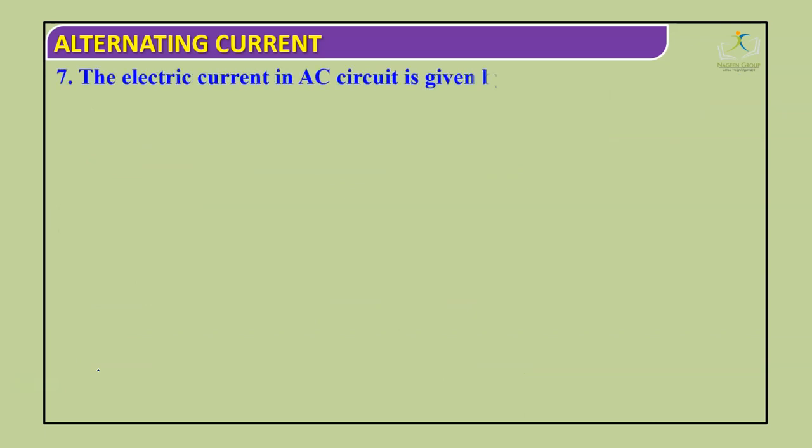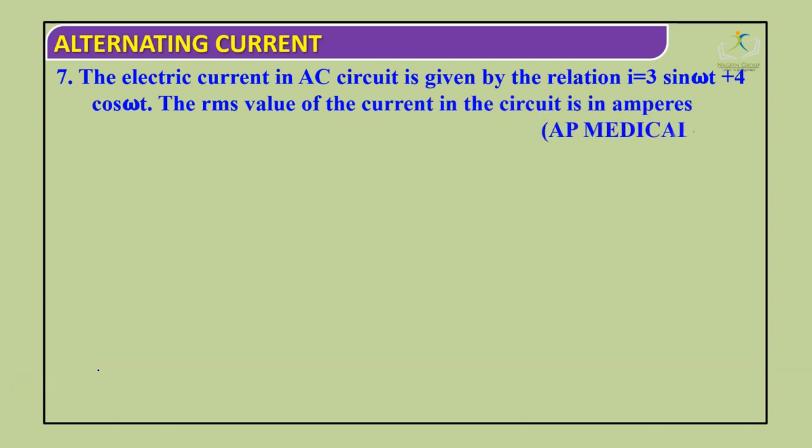Next question we have, the electric current in an AC circuit is given by the relation I is equal to 3 sin omega t plus 4 cos omega t. The RMS value of the current in the circuit is, in ampere, we have the options 5 by root 2, 5 root 2, 3 root 2 and 1 by root 2.